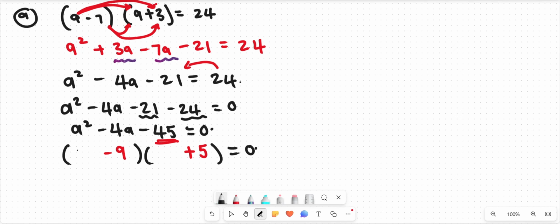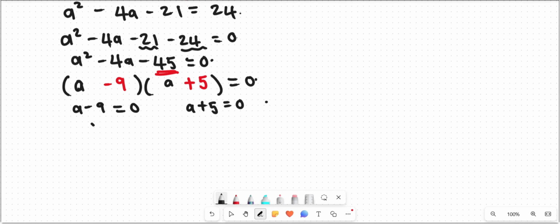So those are my factors. This is always an a or an x. And so the first bracket is a minus 9, which is equal to 0. And then a plus 5 is equal to 0. Then if you solve for a in each of them, a is equal to positive 9 for that guy, and here a is equal to negative 5. And there we go. So this is how you go about solving these quadratic equations.